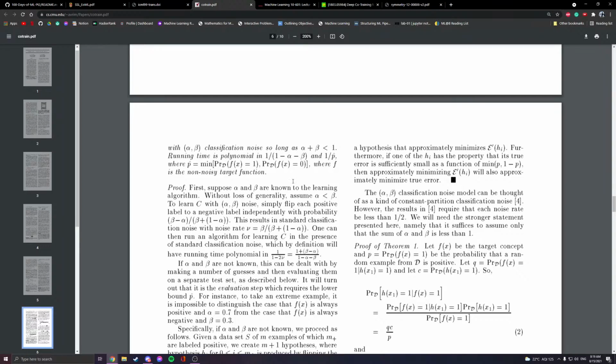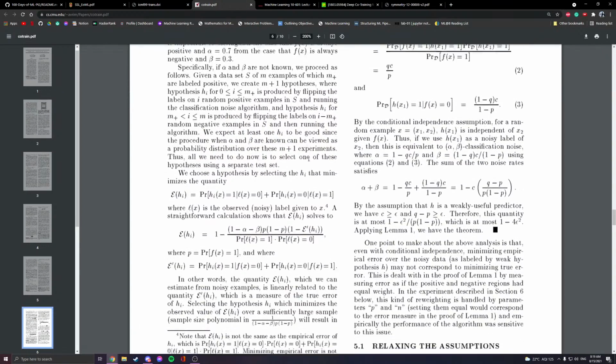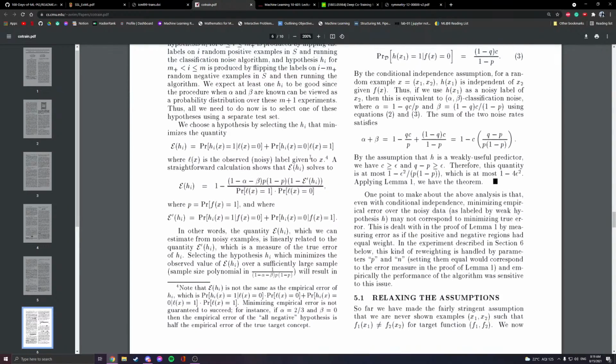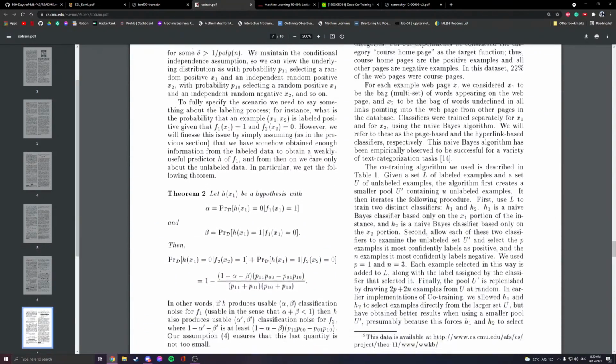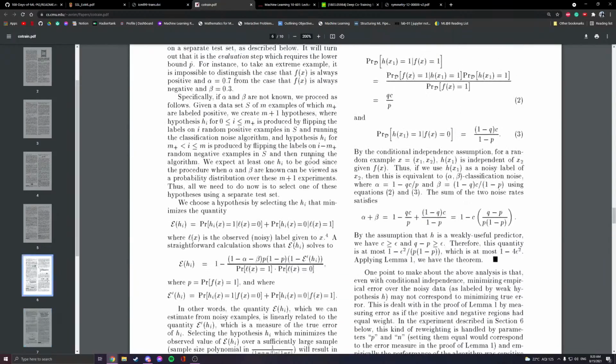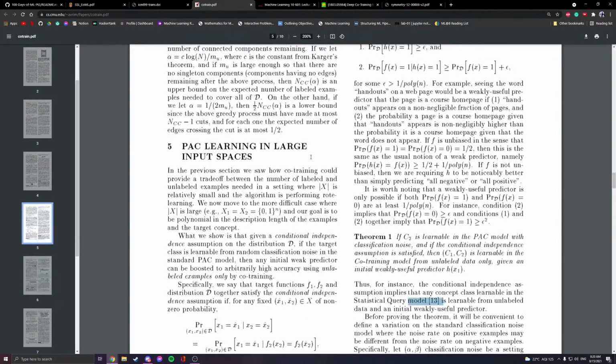Okay, it's just going into more proofs. It's a pretty big paper, but it seems to be pretty fundamental to learning how the algorithm really works under the hood.